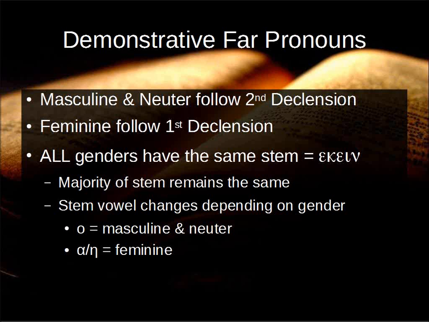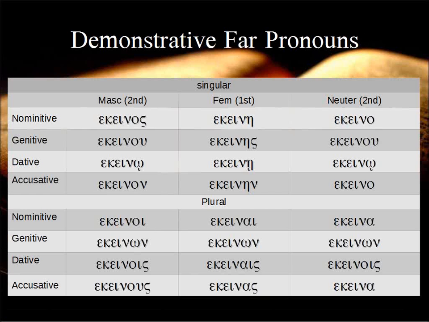All right, so let me show you guys the demonstrative far pronouns now and their chart. So like I shared, all of them have majority of that stem. Epsilon, kappa, epsilon, iota, nu. All right? The only difference between the feminine and the masculine neuter is that final stem vowel, that omicron. Okay? So that's the demonstrative far pronouns.